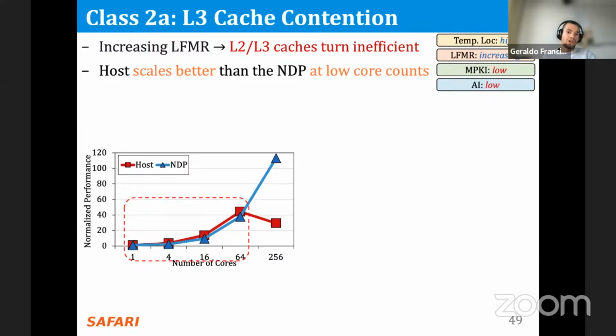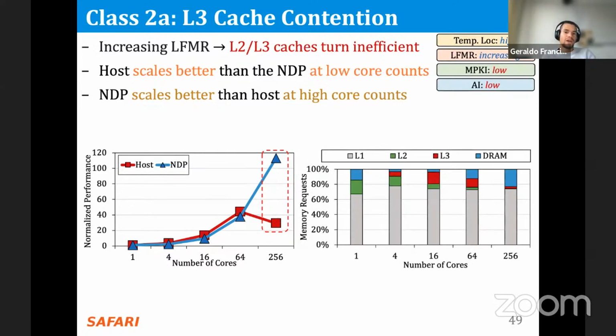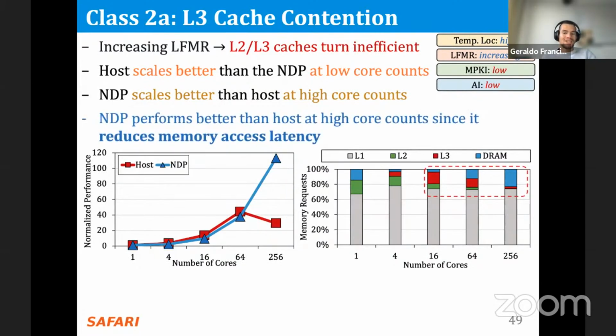This is because at low core counts, these functions make reasonably good use of the cache hierarchy. As the number of cores increases in the CPU baseline system, the NDP system starts to outperform the baseline host system. This is because Class 2A functions are bottlenecked by cache contention. At high core count, this contention reduces the effectiveness of the caches and causes the LFMR to increase to near 1, thus increasing the number of memory requests that need to be served by DRAM.